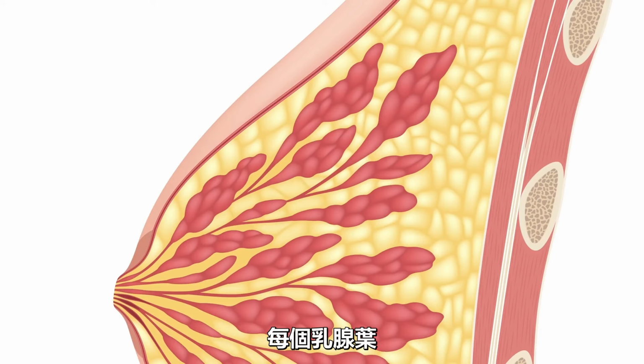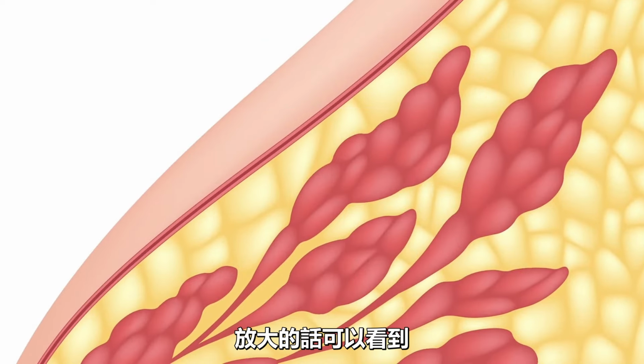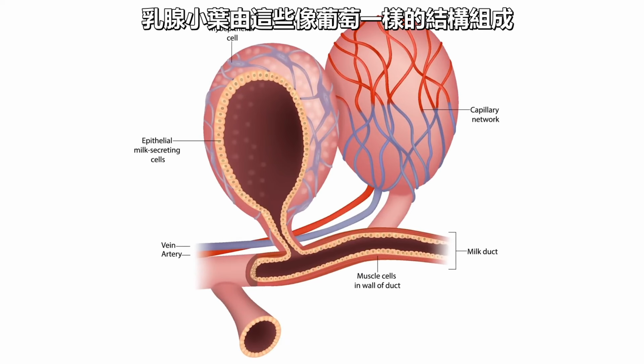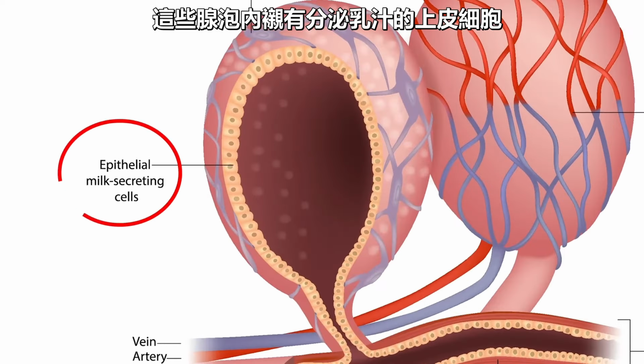Each lobe within a mammary gland is made up of even more compartments called lobules. And if we were to zoom into one of these lobules, we would see that the lobules are made up of these grape-like structures called alveoli. And these alveoli are lined with the milk-secreting epithelial cells.